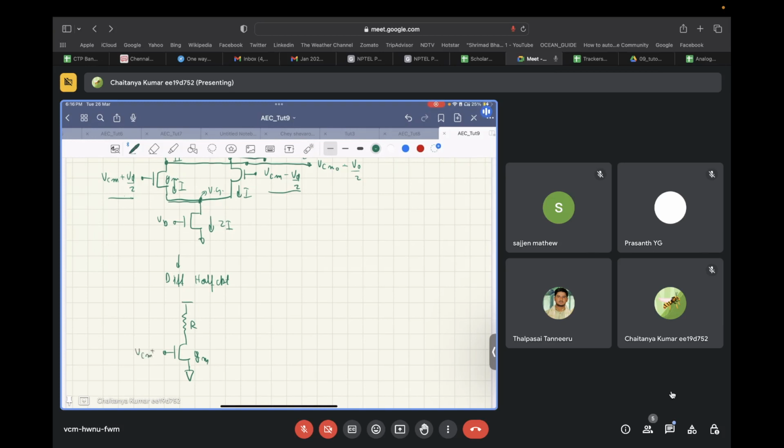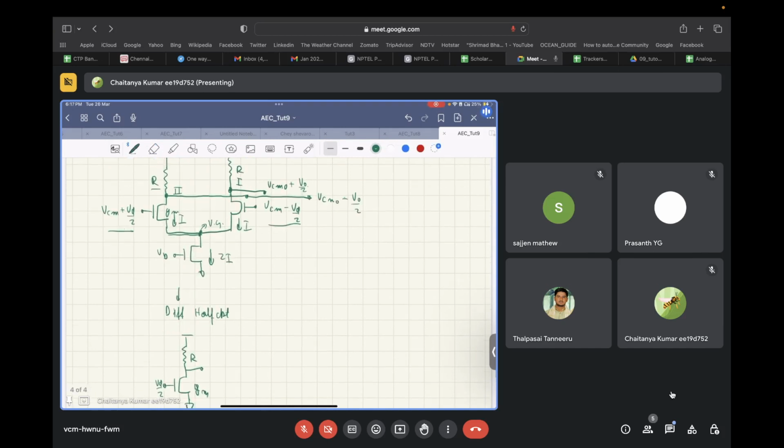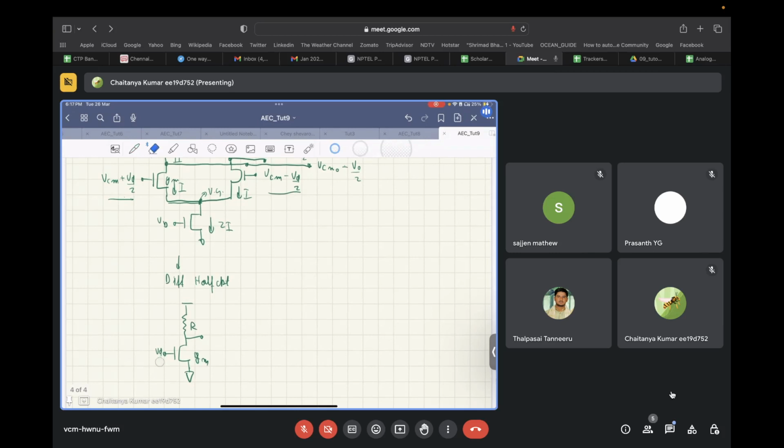And if we have VCM plus VD by 2 over here, so VCM we can drop for now because we are just looking at the differential half circuit. So VD by 2, or since we are folding this, we will consider this VD, and we have V out over here. What is the ratio, the magnitude of VO by VD?